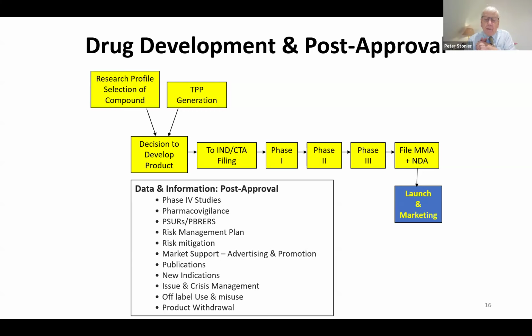And then we have market support with advertising and promotion, which goes on in parallel to the actual scientific and medical development of the products. And we have publications and we have new indications. We have a lot of activity going on in the post-marketing phase, particularly the early post-marketing phase, which affects the safety of the product.